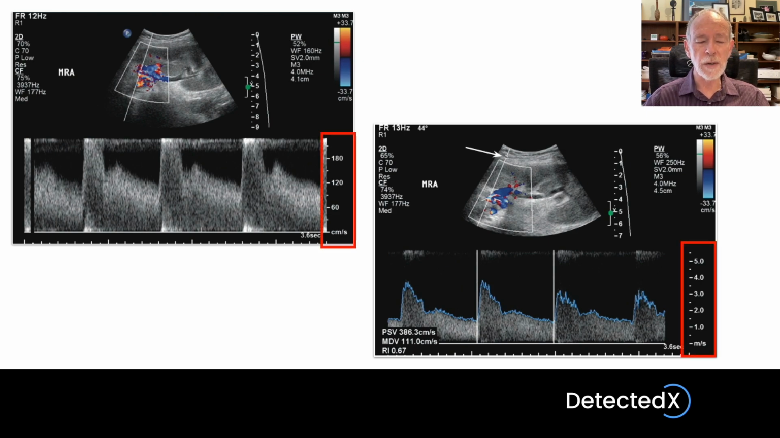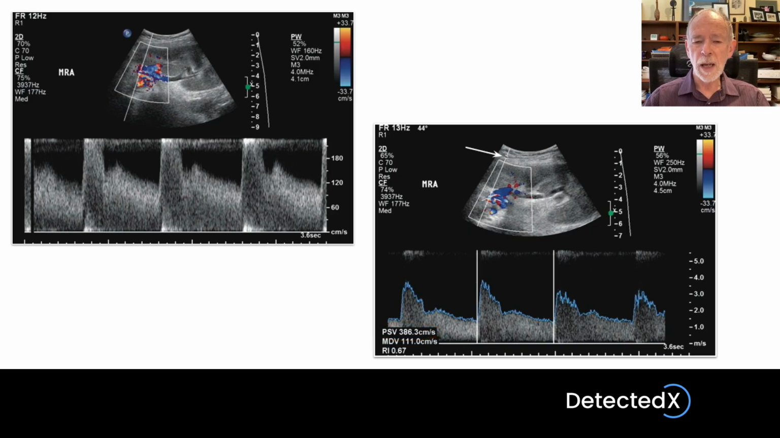In the upper image, on the left, the scale goes up to about 200 centimeters per second. In the lower right, the vertical scale on the spectral display goes up to about 5.5 meters per second or 550 centimeters per second. So you see we've radically increased the velocity scale, and now we can see the peaks, which I see the machine has measured as being around 380 centimeters per second.